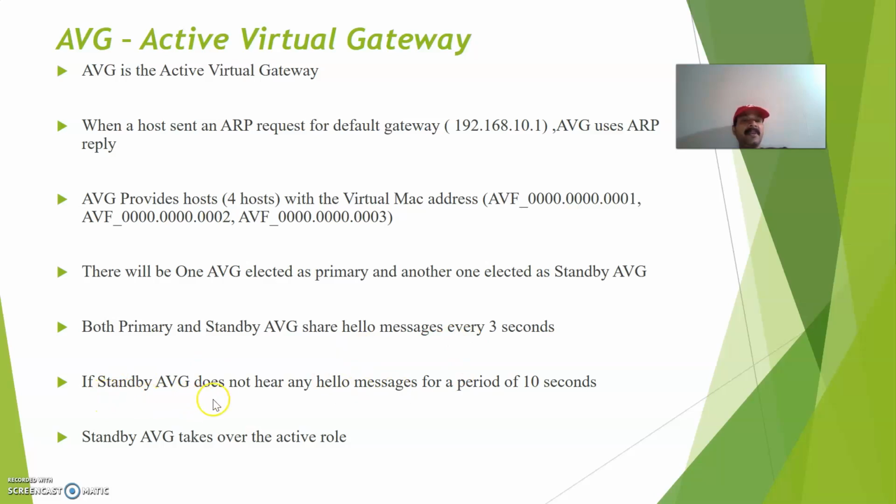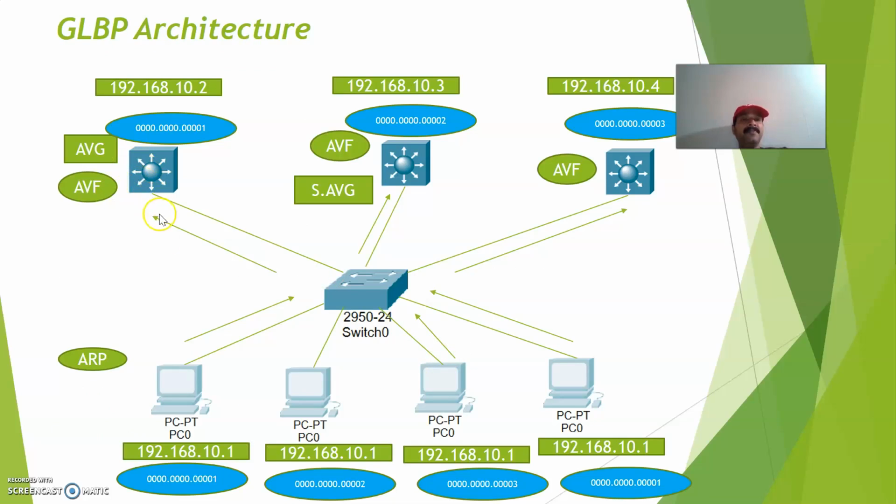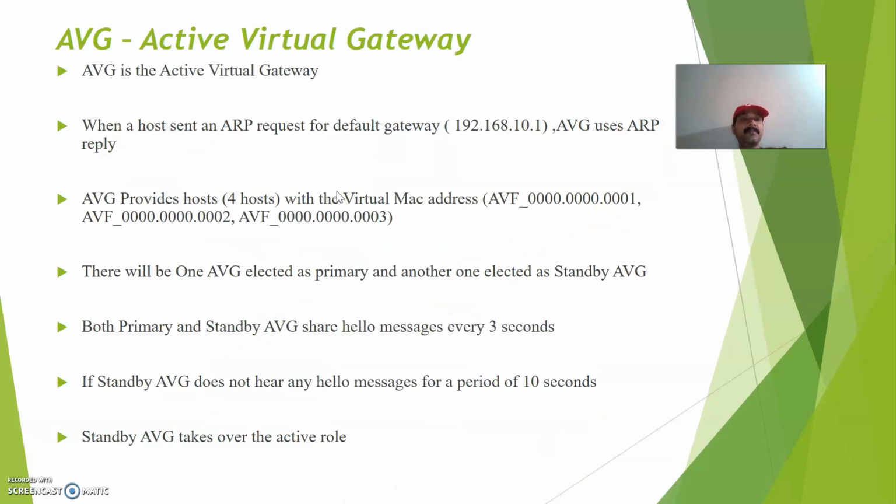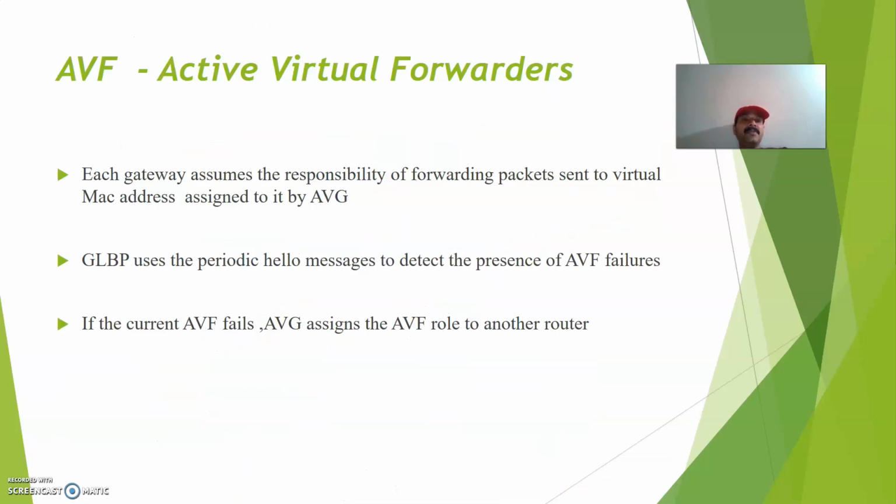In case the standby AVG does not hear any hello messages from the primary AVG, what happens? The primary AVG will go down and the standby AVG will take over the active role. So what about AVF? AVF is nothing but an active virtual forwarder. Its main function is forwarding the packets sent to the virtual MAC address that has been assigned by AVG. So the main function is forwarding traffic to the individual client. That is the main function of AVF.